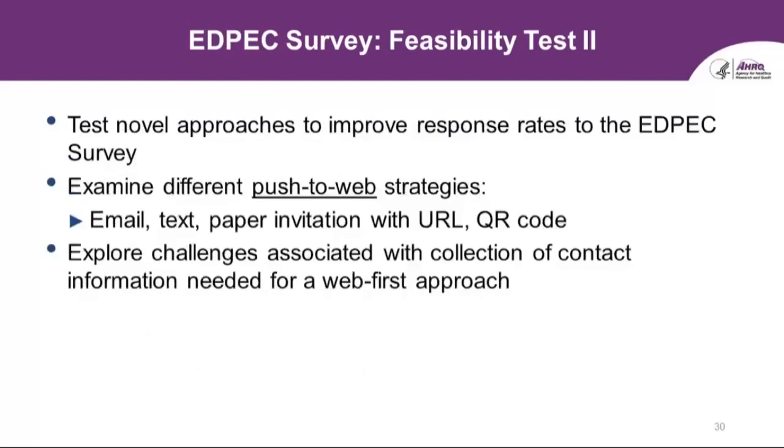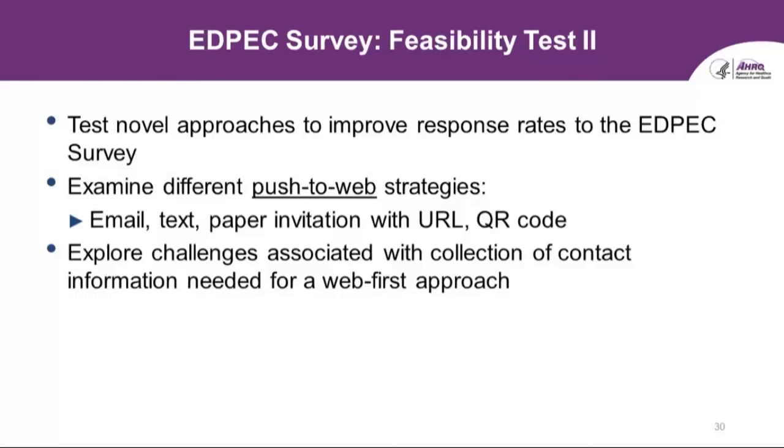So next, we moved on to Feasibility Test 2, which is what I'll talk more about, where our goals were to continue to test novel approaches to try to improve response rates to our survey, and specifically here to examine different push-to-web strategies. So, learning from Feasibility Test 1, we can't do web only, but wanted to focus on a web-first approach where we try to push as many people to access and complete the web survey, and then follow up with non-web components.